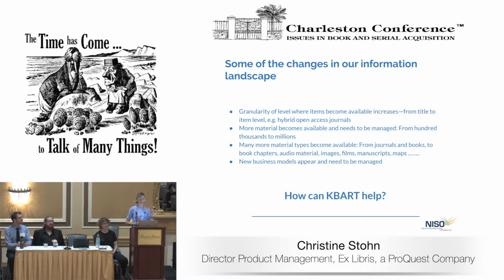Just to start the discussion about Phase 3, what are some of the changes that we see in our information landscape since the first introduction of KBART? The granularity of level where items become available increases. For example, we were on title level some years ago. We are still on title level, but we also have article level now, for example, in hybrid open access journals.